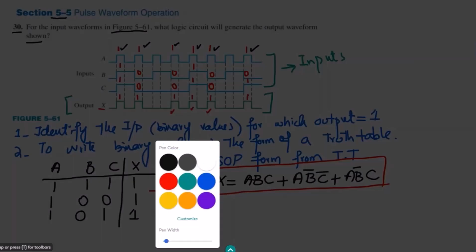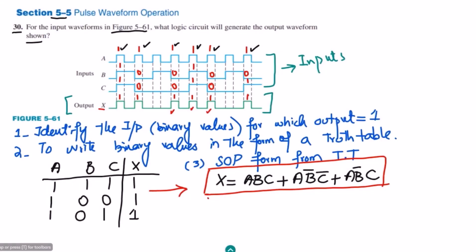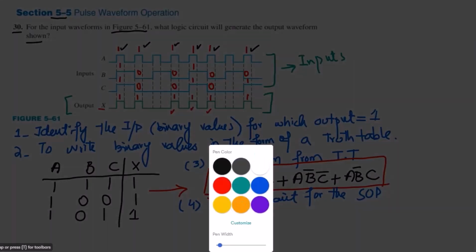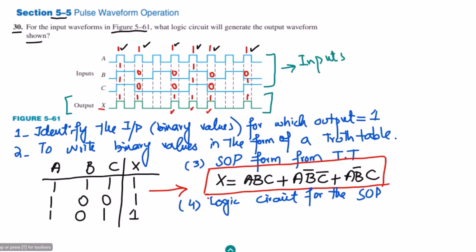So after it, what do we have to do? This will be the final step: implementation of the logic circuit for the SOP. Okay, so this is the SOP expression, and for it I have to find out the logic circuit. So let me first of all write the inputs which we have. Here we have 3 inputs which are A, B, C. This is first, this is second, this is third.